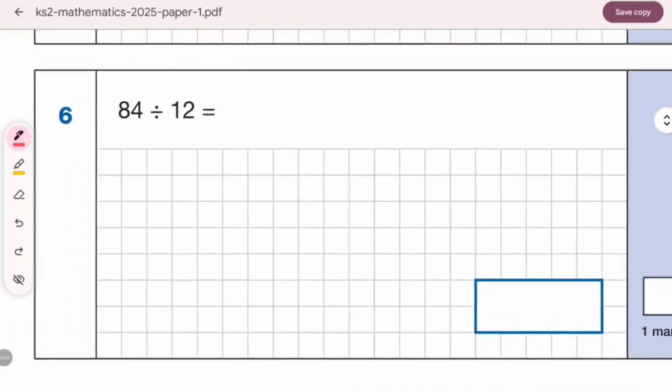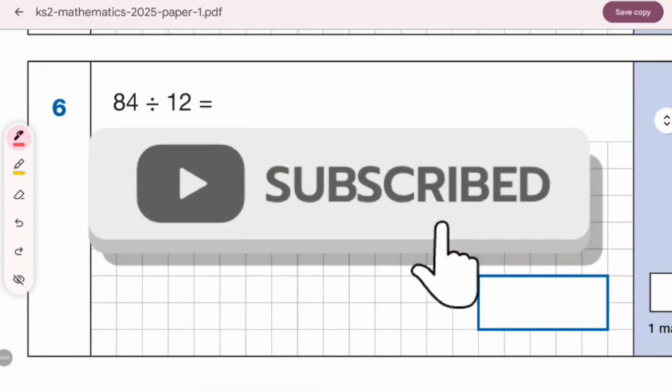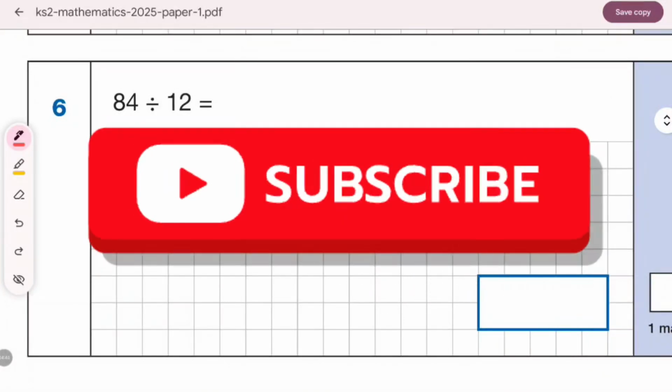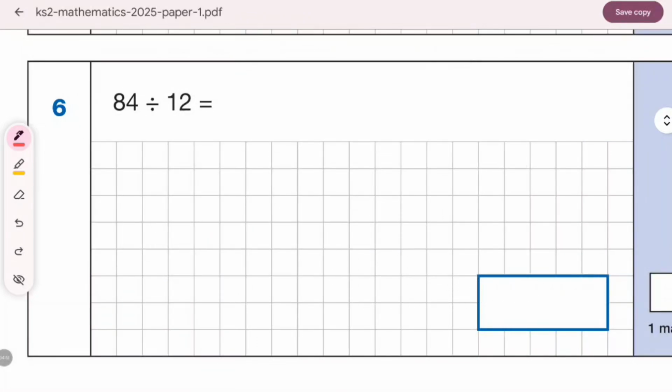Let's move to question number 6. In question number 6, this is very easy. It is asking for a division: 84 divided by 12, what will we get? Basically, 84 divided by 12 is a kind of repetitive subtraction. We know that 84 comes in the 12 times table by 7 times. So yes, we can say the correct answer for this question is 7.